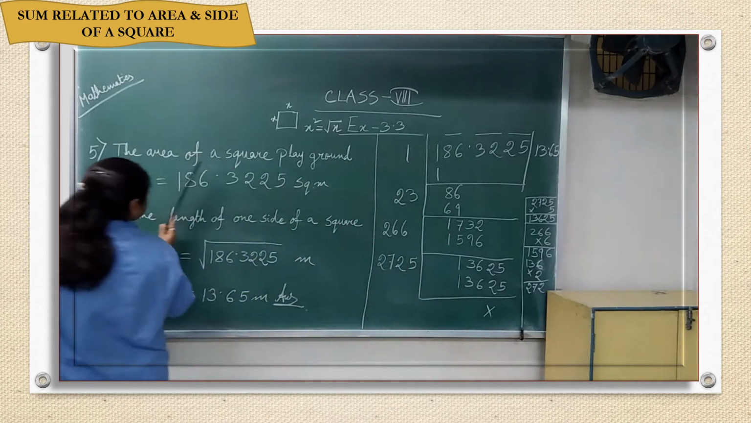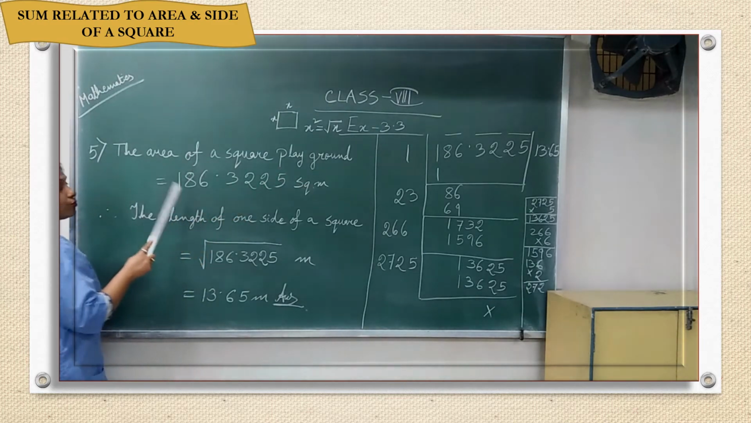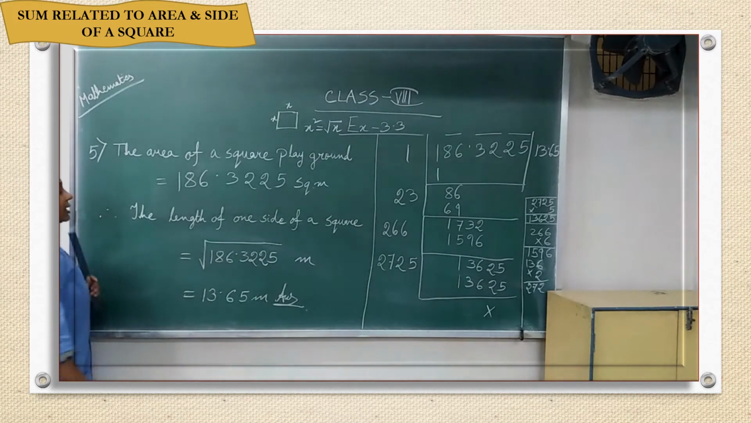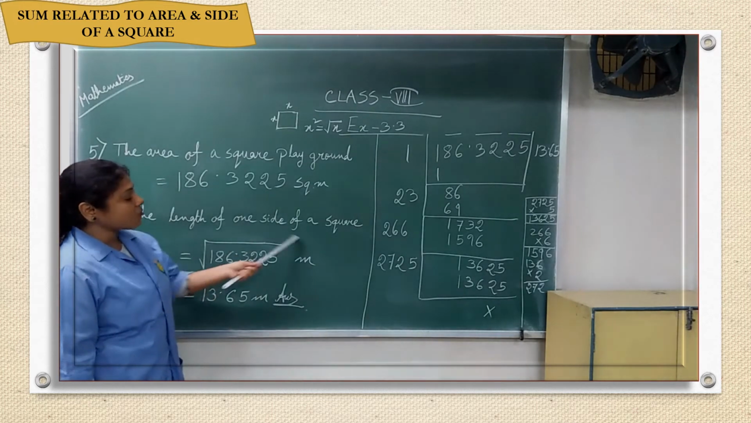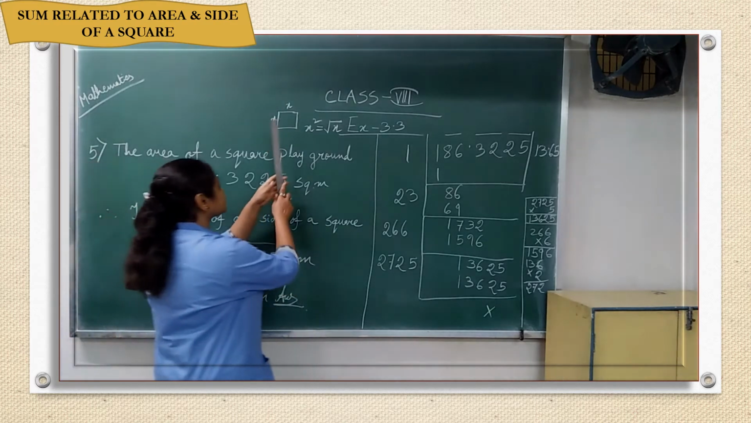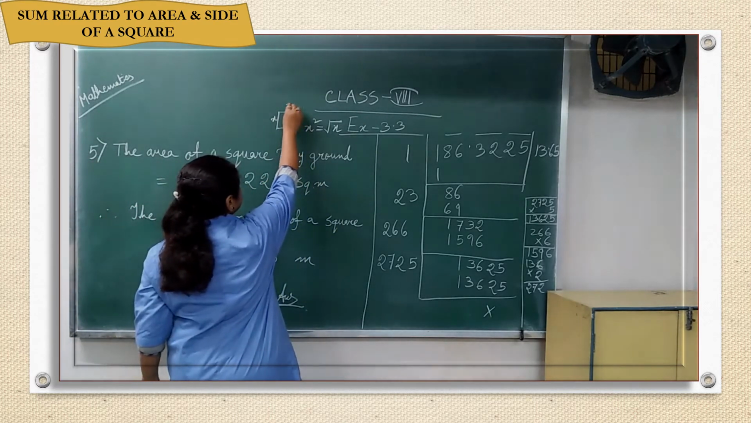The area of a square playground is equal to 186.3225 square meter. Therefore, the length of one side of a square is equal to root over of this meter. That's it. This is a square. Suppose this is a square. This is 8. This is also 8.